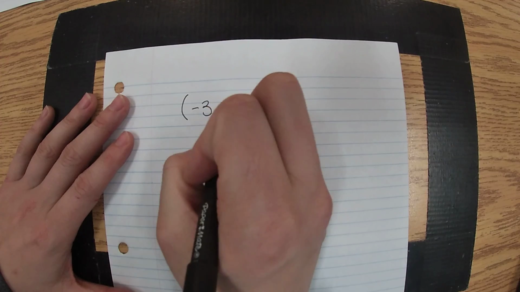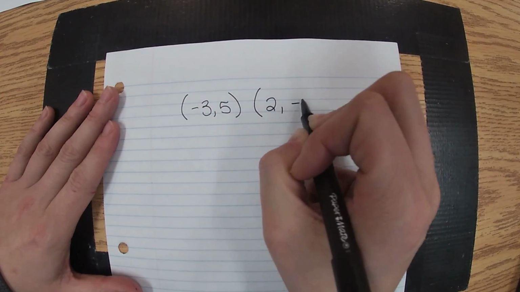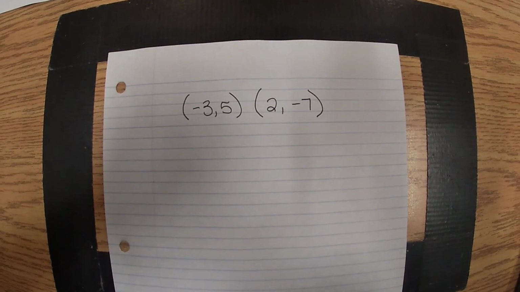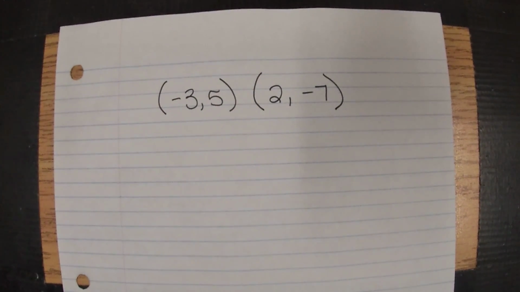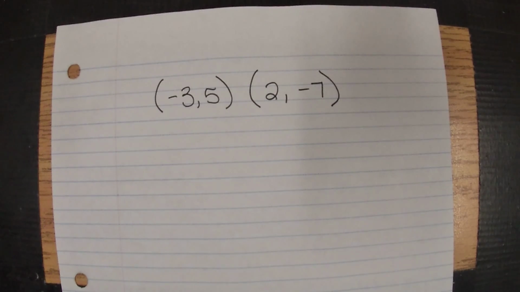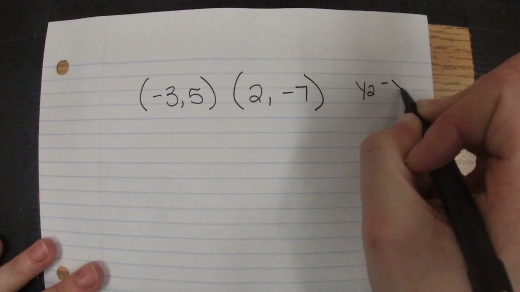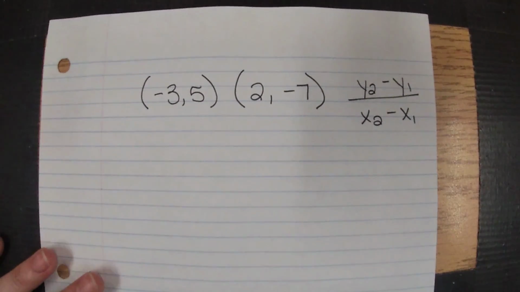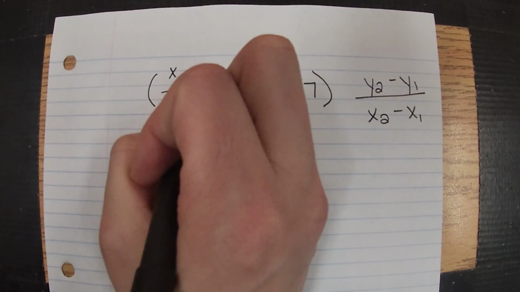So let's say I have the point -3, 5 and 2, -7. Okay, I'm actually gonna zoom in on this just a little bit so you don't see all that extra stuff. If we are given 2 points and we want to find slope, we can use a formula that says y2 minus y1 over x2 minus x1, where every ordered pair is an x, y.